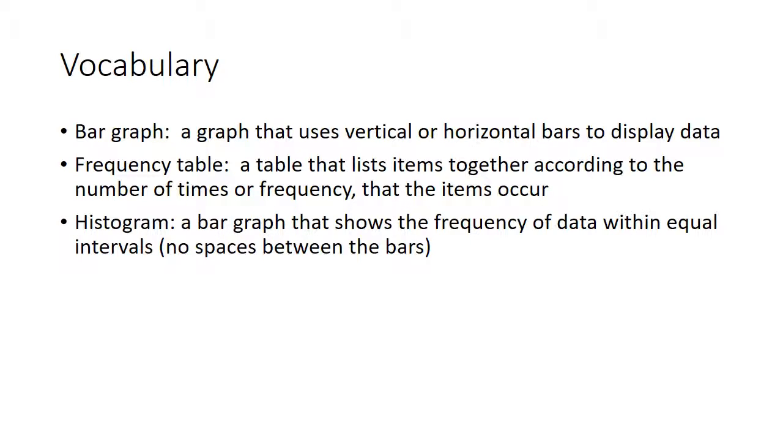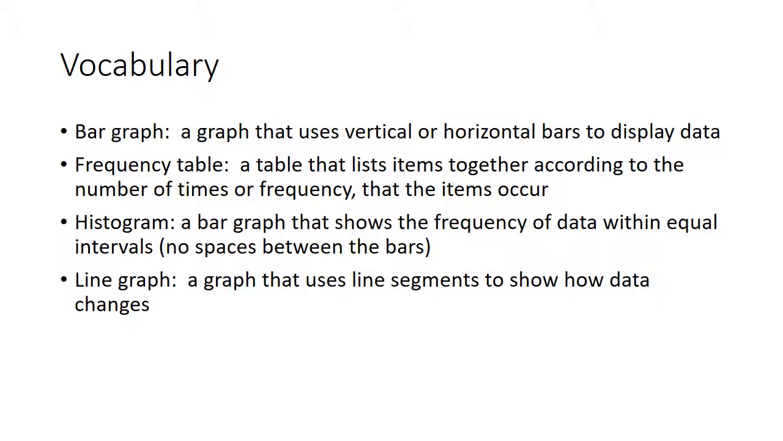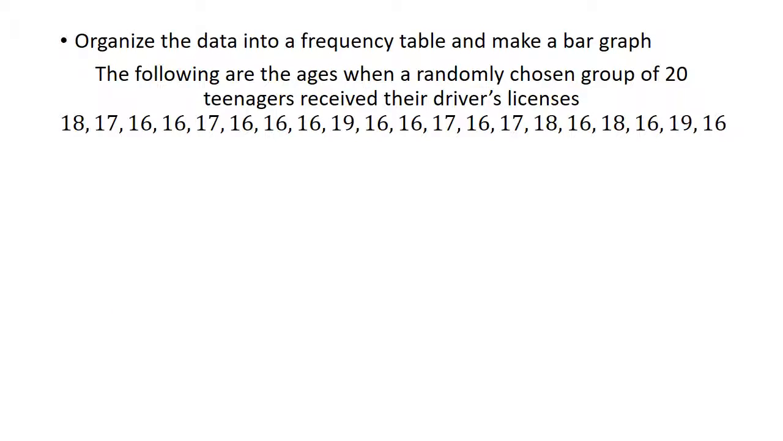A histogram is very similar to a bar graph, but in a bar graph you're going to have spaces in between your bars. In a histogram, there's equal intervals. Basically what it comes down to is no spaces between the bars. And then a line graph is going to use line segments to show how the data changes as it moves about. So let's start off.